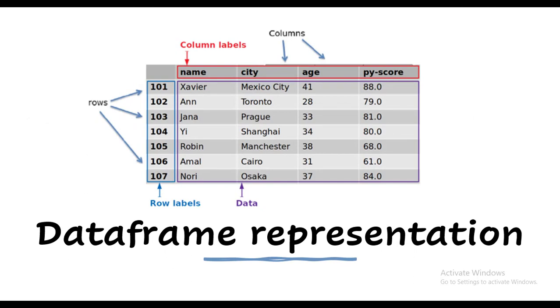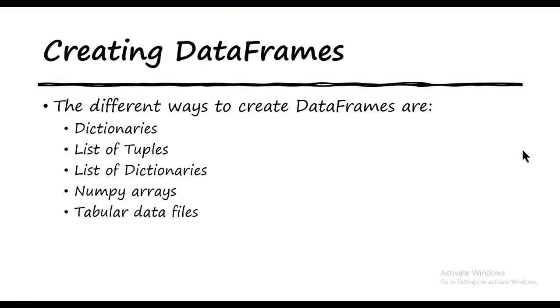So this is how a data frame is represented. It has rows and columns, and each column has a column label and each row has a row label or index. Column labels are also known as column headers. So now let's get into the fun part, how to create data frames. There are many ways to create data frames, but let's just discuss some of the important ways of it. The first one is using dictionaries, the second one is by using list of tuples and list of dictionaries, and then numpy arrays, and also using other tabular data files.